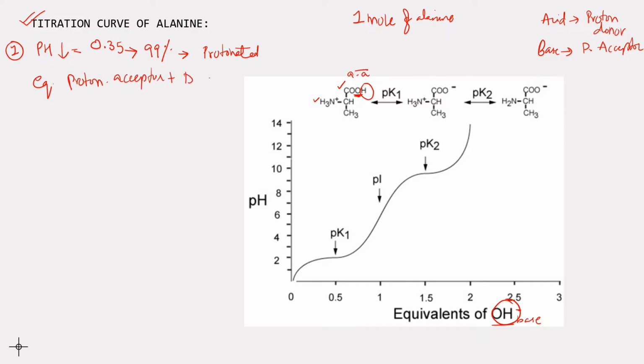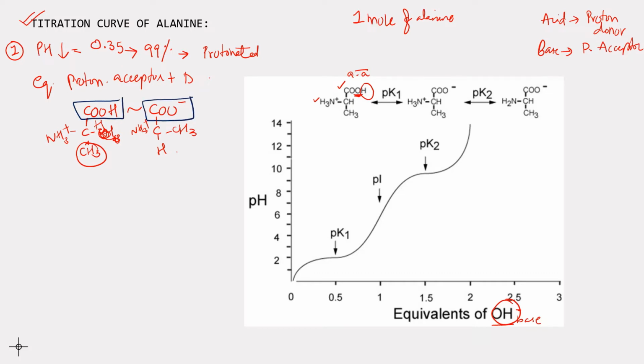Acceptor plus donor. So it will be in this condition, COOH and COO minus. They will be in equilibrium, and the rest of the structure remains the same. As you know, the rest of the structure is CH3, NH3 plus, and here also we have an H. Sorry, because it's alanine, it will be CH3. Then we have C, we have NH3 plus, and H, not CH3, because we already have written CH3 here. So we exactly have half the protonated form and half the deprotonated form, and this range is called the buffering range.